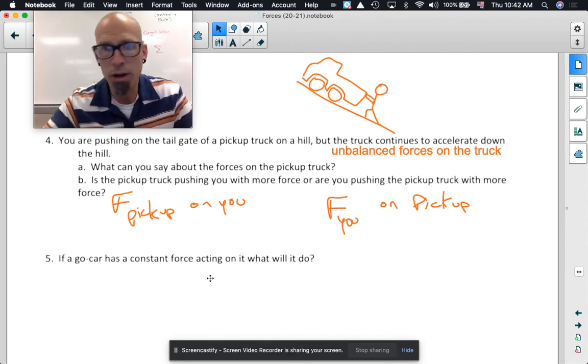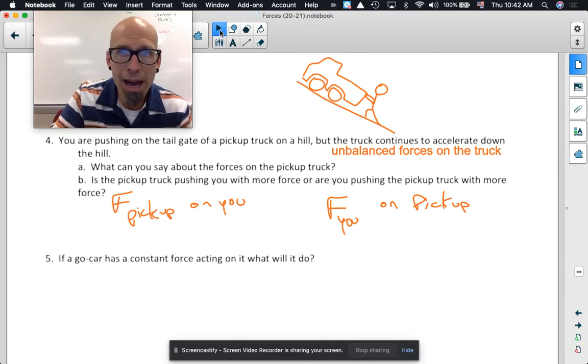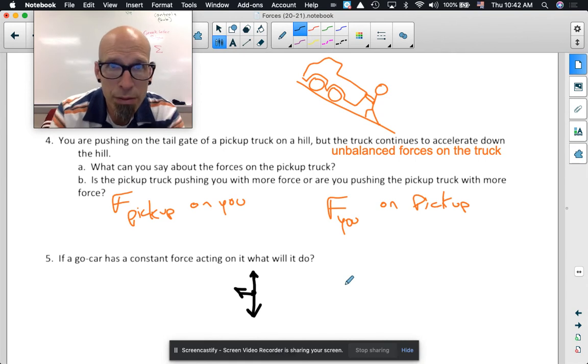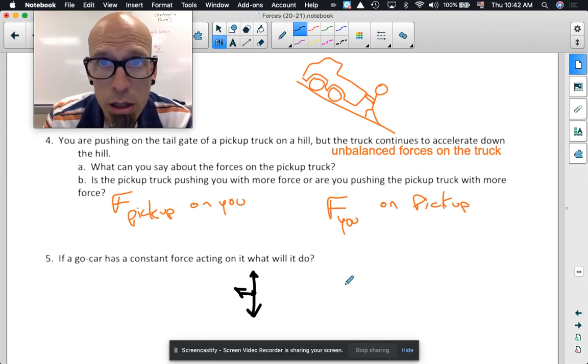I mean, draw a force diagram for it. What forces do we have? We have a force of gravity down on the car. We have, let me draw a dot, a force of table up on the car. And then to the right, we have a force of card on car.